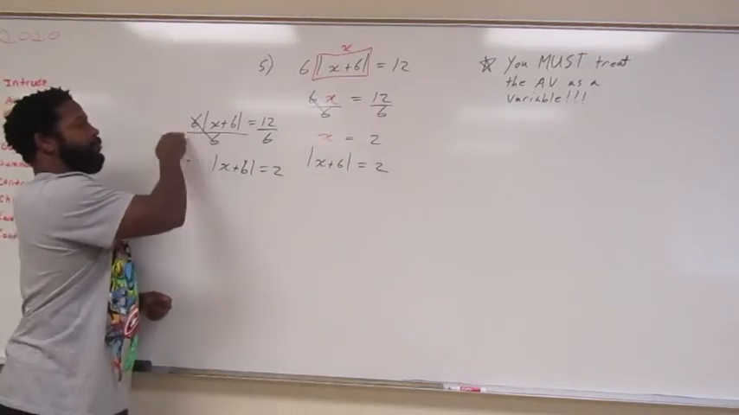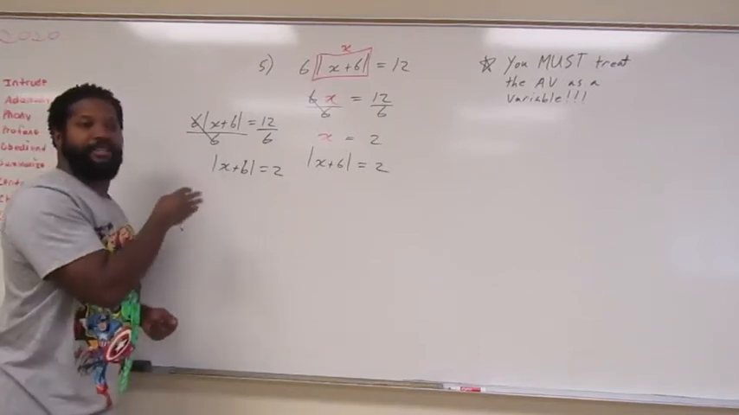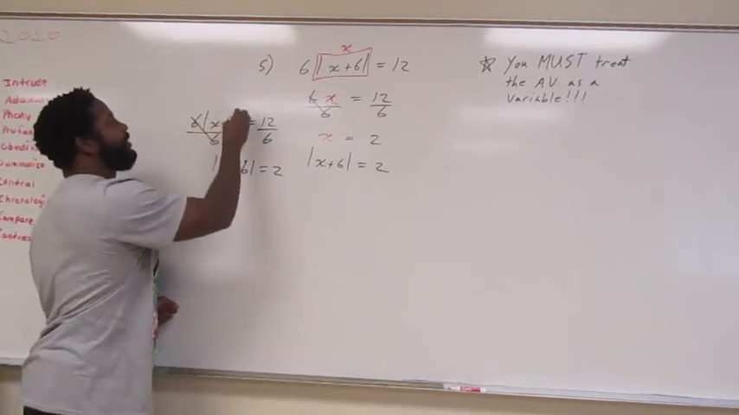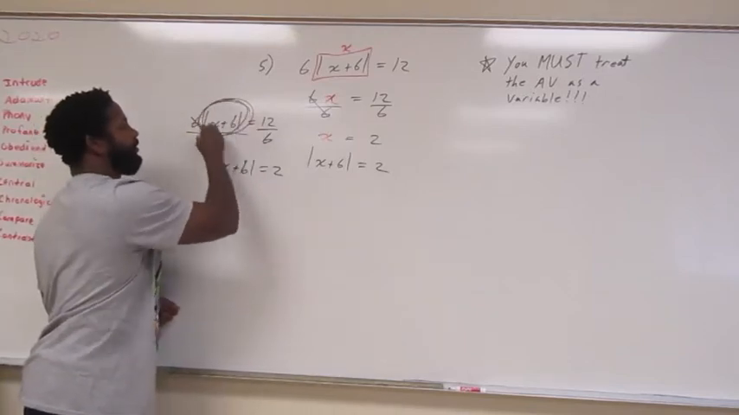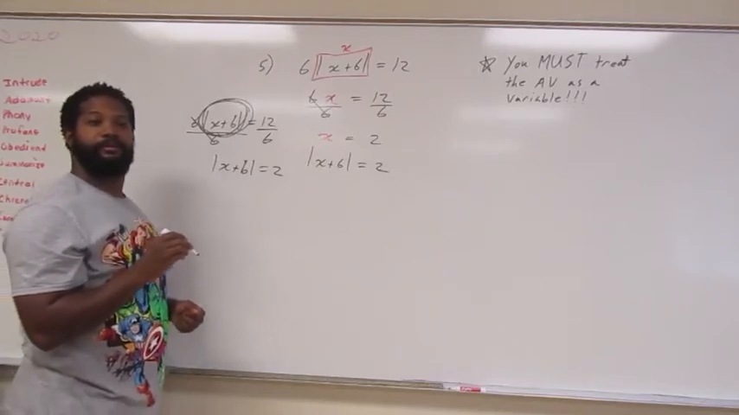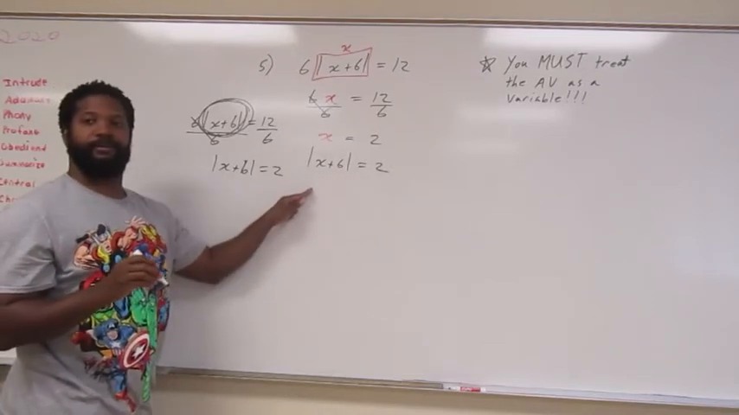But long story short, whatever you have on the outside of the absolute value, add it, subtract it, multiply it, or divide it first so that you can get your absolute value by itself. This is our main objective right here. So you don't do the distributive property in this one. You must get your absolute value by itself.